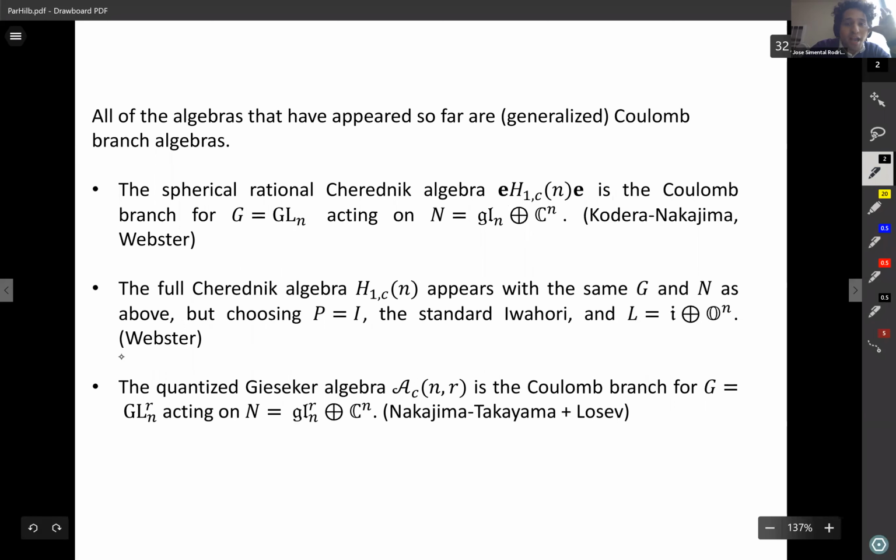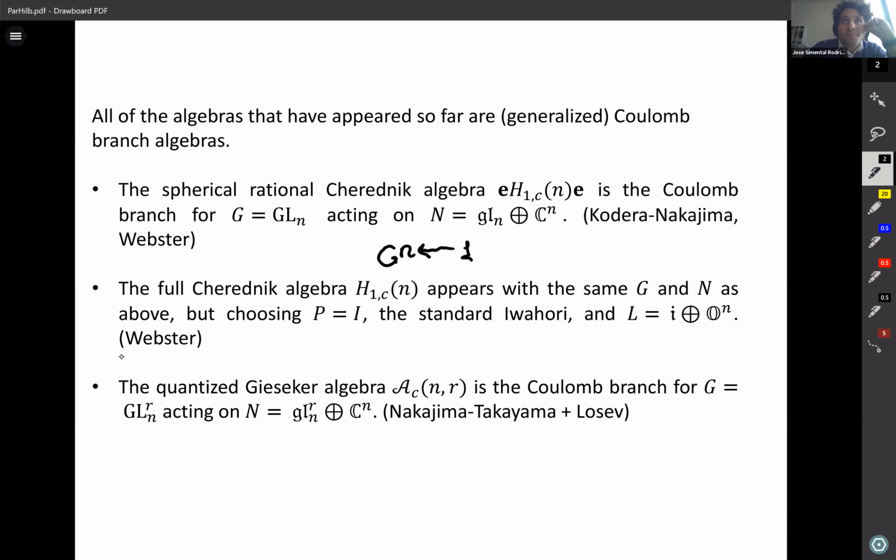And all the algebras that we have are either BFN Coulomb branch algebras or Webster's generalization of BFN Coulomb branch algebras. For the spherical Cherednik algebra, what we have is the Coulomb branch for G, which is GL_N, acting on the adjoint plus the fundamental representation. If you want, this is the representation space of the following quiver. This is a 1. And I have an action of GL_N here. Let me draw this differently. The 1 is here.